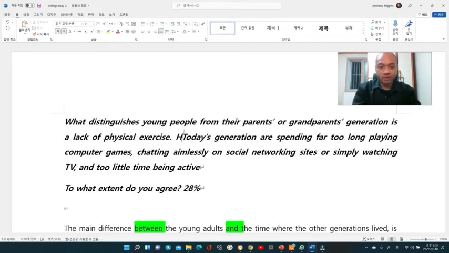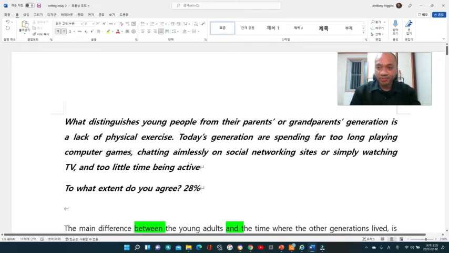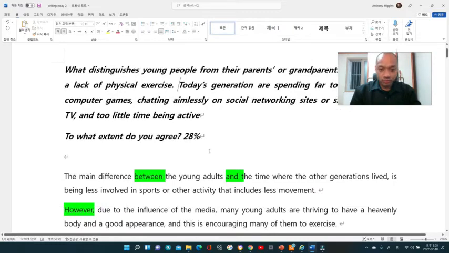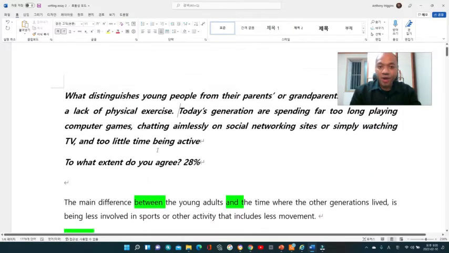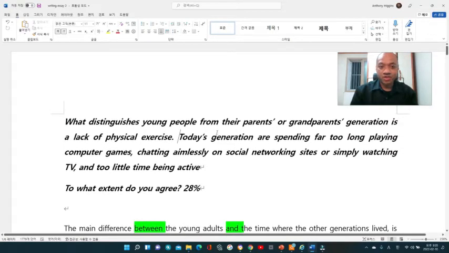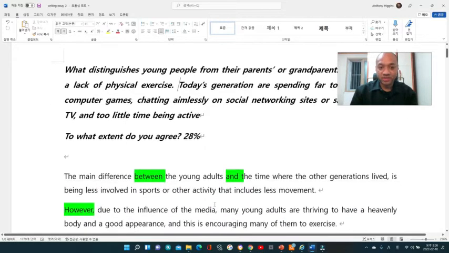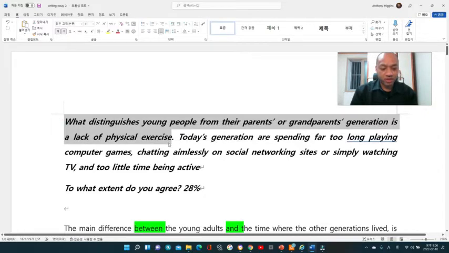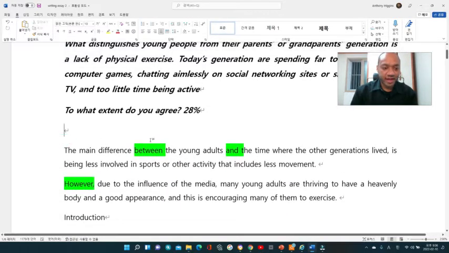All right, so today I'll be teaching you how this essay can be written more effectively. Now, the way I paraphrase, the way I summarize the first sentence is: the first sentence says, what distinguishes young people from their parents' or grandparents' generation is a lack of physical exercise. And then I would summarize it like this.